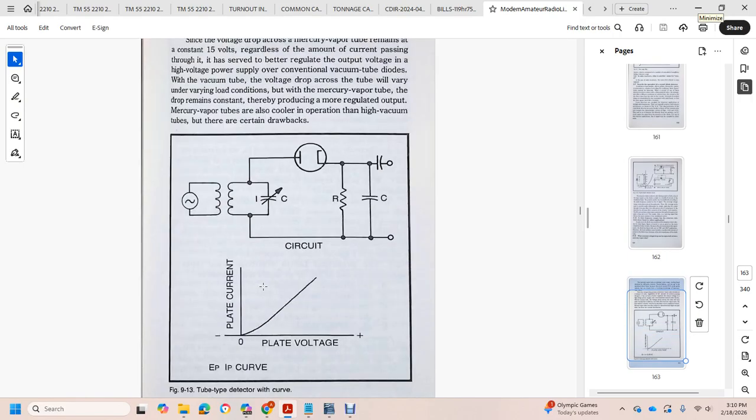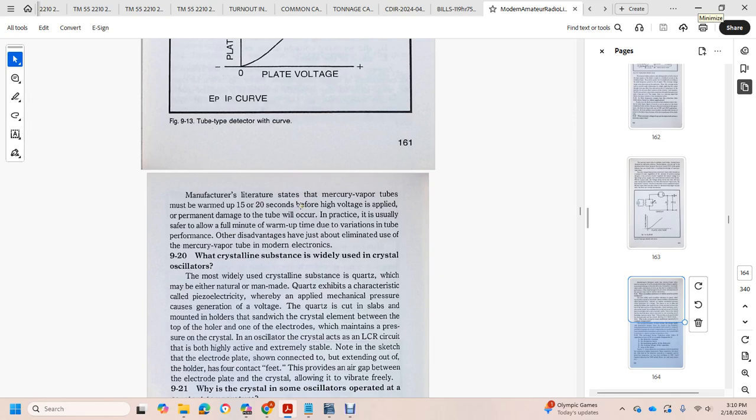Show the electrical plate current against the plate voltage, and then the circuit with a resistor, capacitors, and a transformer. Totally safe operation requires a full minute of warm-up due to the variation of performance. This disadvantage has led to the limited use of the mercury vapor tube in electronics.